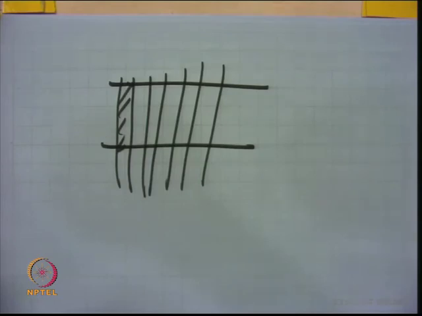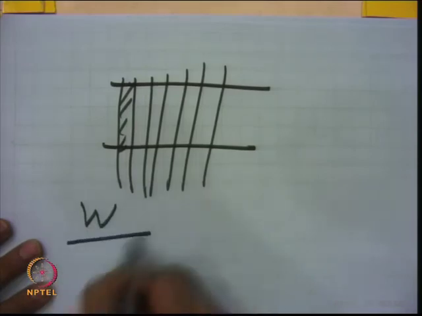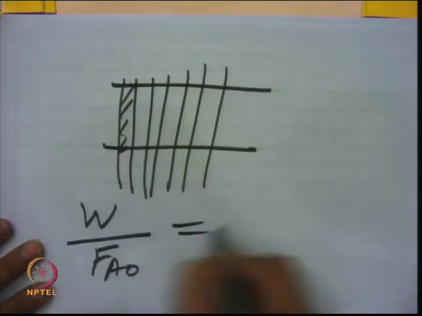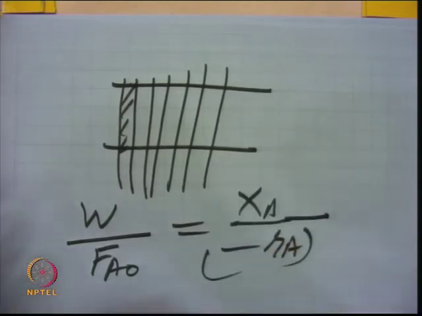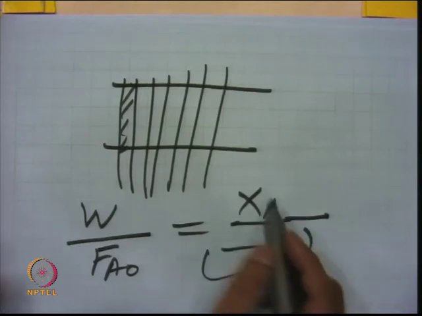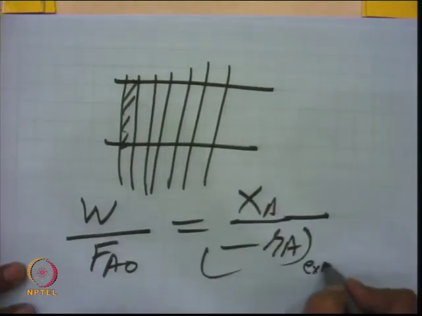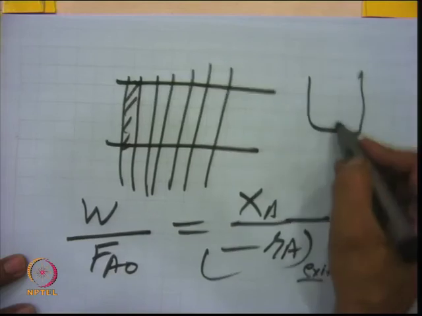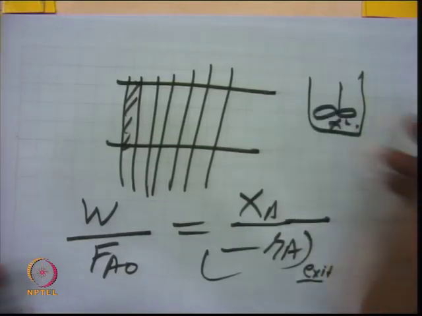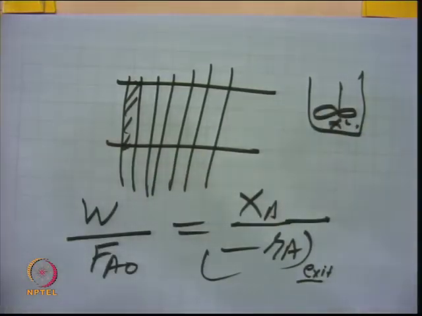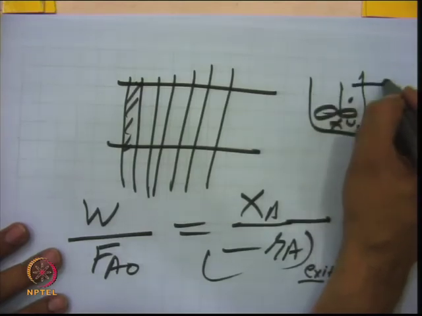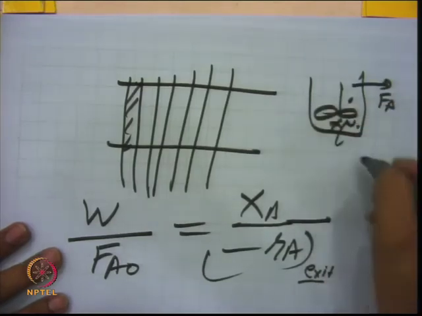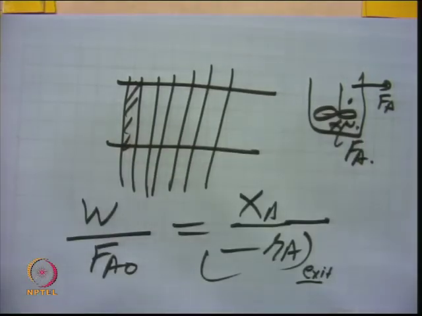So, what is the design equation for CSTR? That is simply W by F A naught is equal to x A upon minus R A, and minus R A is evaluated at the exit concentration, because I told you in CSTR there is complete mixing, complete back mixing, whereas in plug flow there is no back mixing at all. So, the concentration here at any point is the same, and that is equal to the exit. So, this and this are the same.